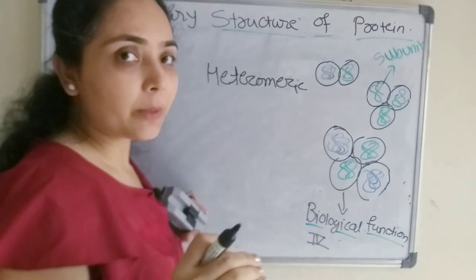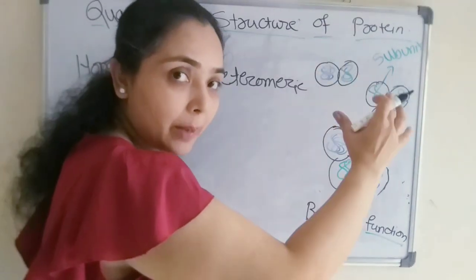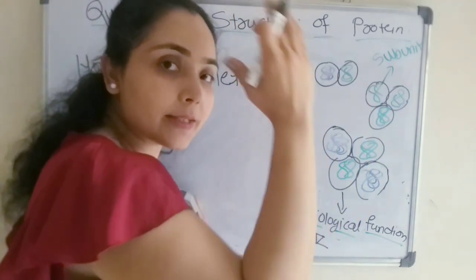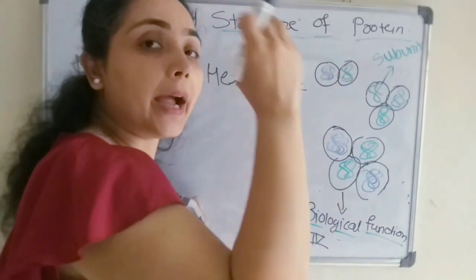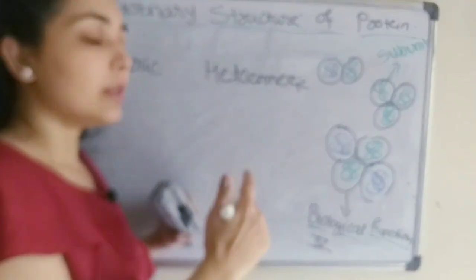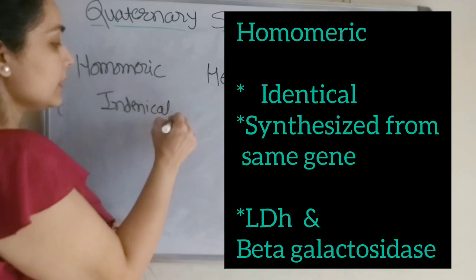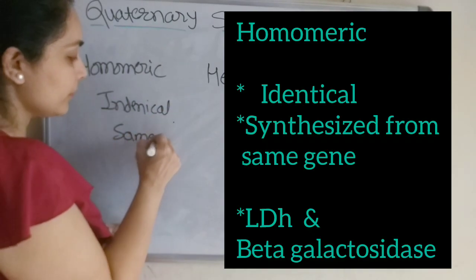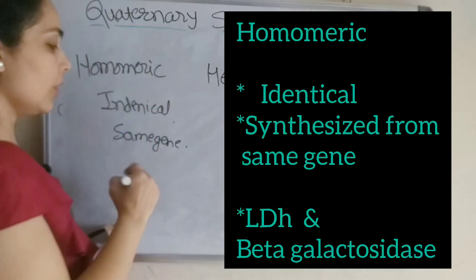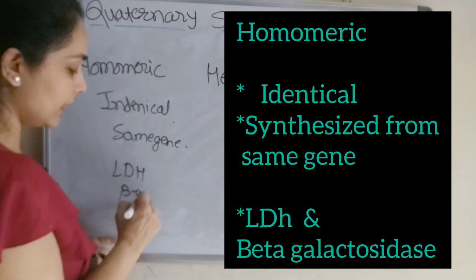What is a homomeric protein? In homomeric proteins, all the subunits are the same. All subunits are the same or identical, and they are synthesized from the same gene. Identical subunits synthesized from the same gene. Examples are lactate dehydrogenase or beta galactosidase.